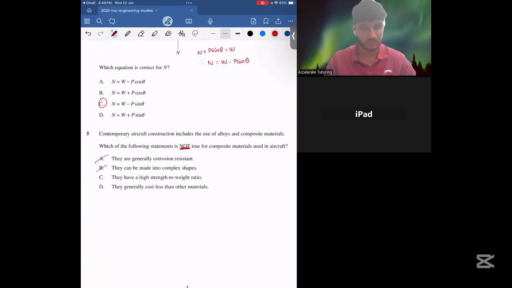They have a high strength to weight ratio. Again, that can't be the answer, because for an aircraft we want it to be relatively light so we can take off and fly with ease, but we also want it to be strong to withstand, say, wind resistance at such high altitudes. So C can't be the answer. D would be the answer, which is they generally cost less than other materials, which is incorrect because aircraft are usually made of incredibly expensive materials such as carbon fiber or titanium, which are more expensive than materials used in civil structures like concrete and steel.